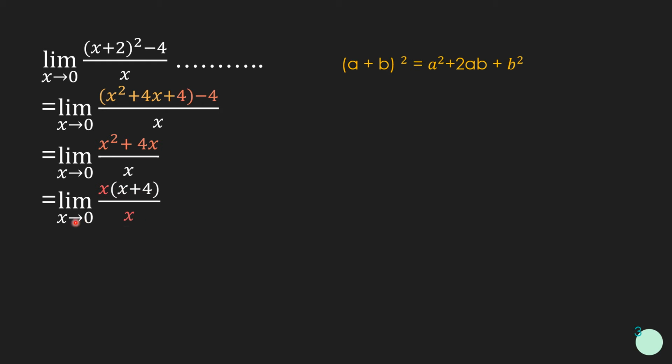Now as x approaches 0, x is not equal to 0, therefore we can cancel this x from numerator and denominator. So the limit becomes the limit of x plus 4 as x approaches 0, which will be 0 plus 4, which will be 4.